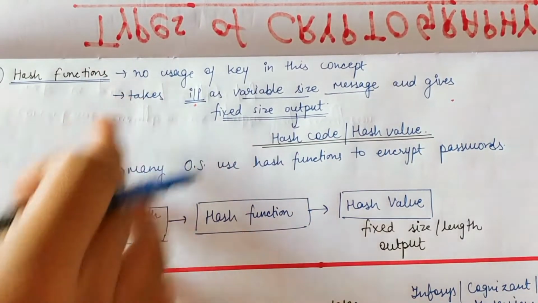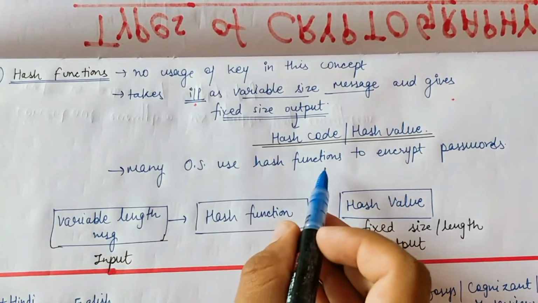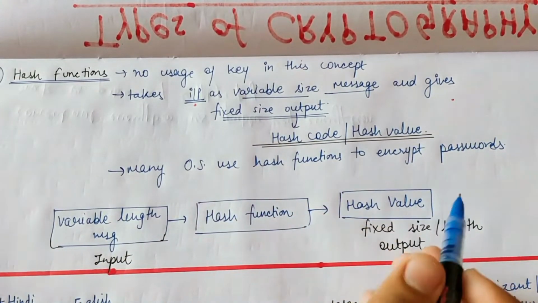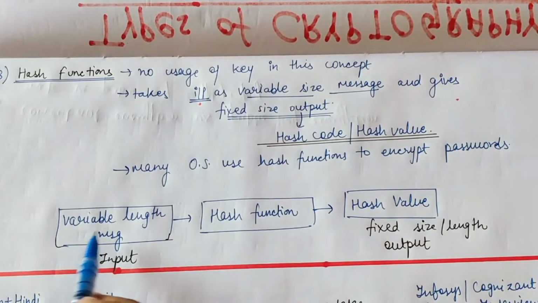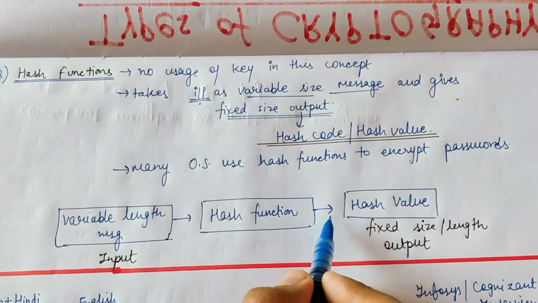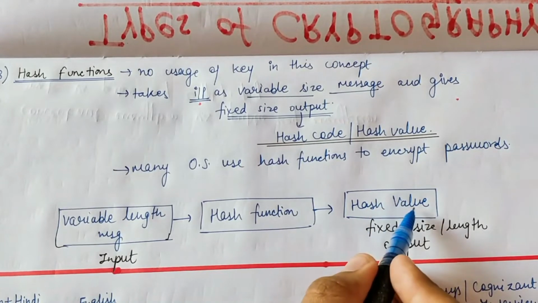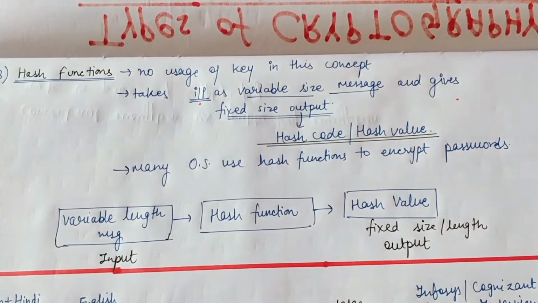This is a very important topic. We'll explore this topic in detail in some other video, okay. For just the introduction part, I have written over here that many operating systems use this concept of hash function to encrypt the passwords, okay. In a hash function, if we give a value as input, that will be a variable length message, okay. That length can be 10, 20, anything, and the output which will be produced will be of fixed size. The length will be fixed, so that will be called the hash value or the hash code, okay. So this is the scenario.